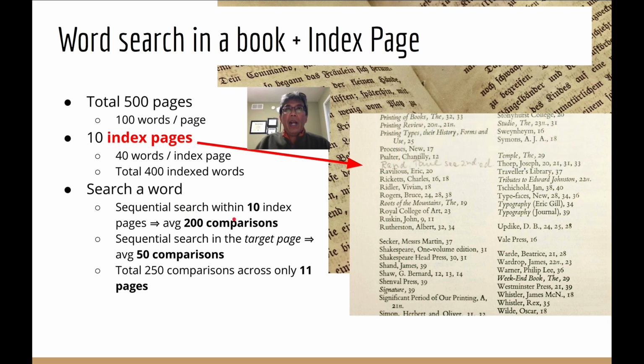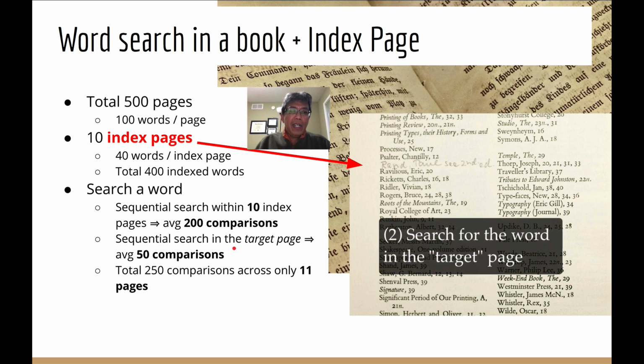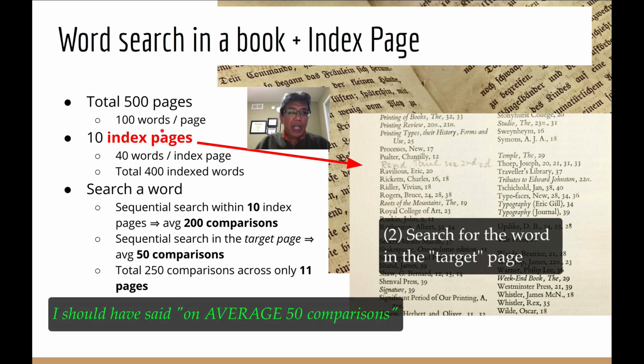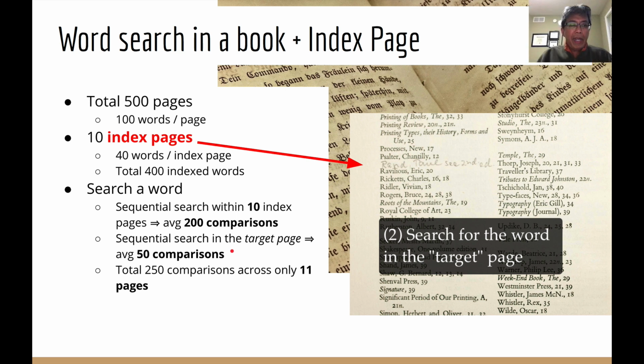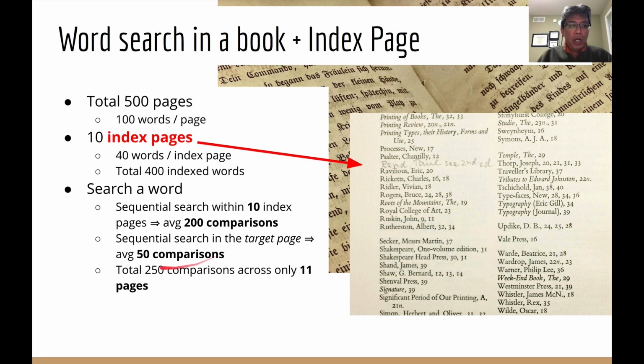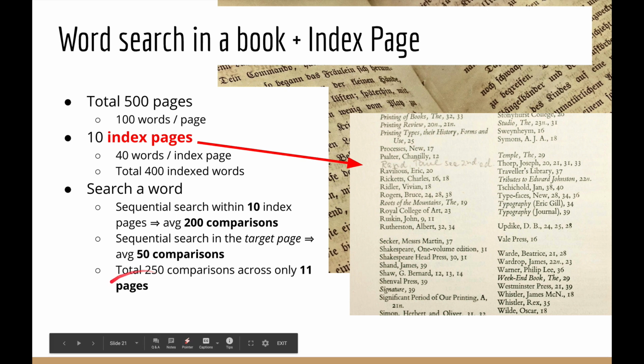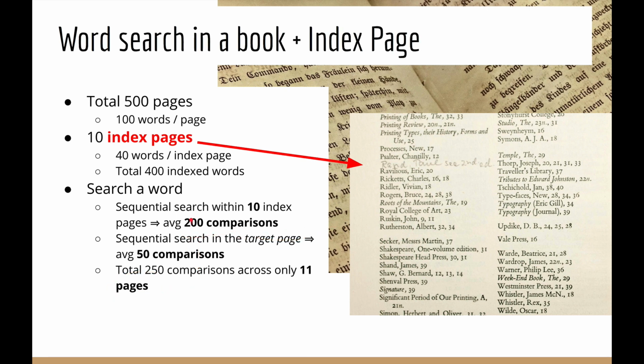After we find the word and the page number, we can jump to the target page, and inside the target page we have to do only 50 comparisons because each page contains at most 100 words. So combining the two efforts to search for a word, in total we have to do only 250 comparisons across only 11 pages. So 10 pages inside the index pages and then 1 page inside the book itself.